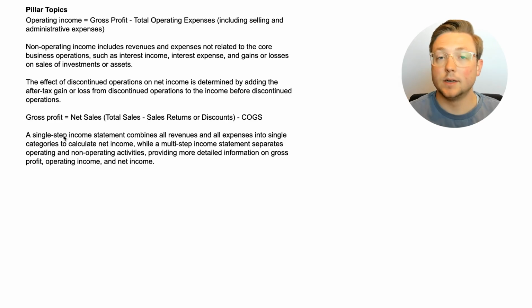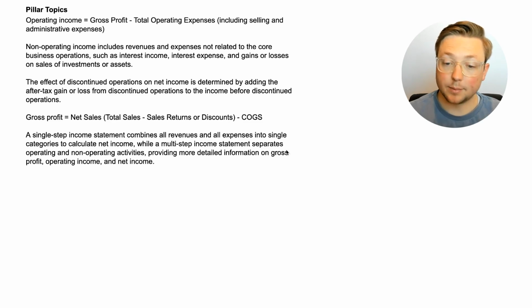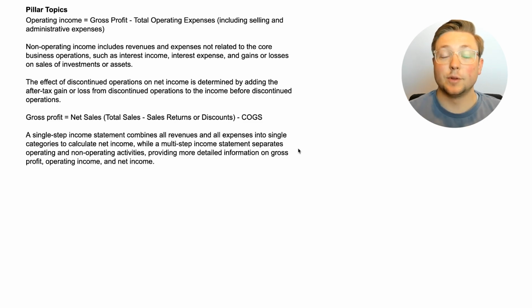And then finally, we didn't really talk too much about this because you're mostly going to be focusing on a multi-step income statement, but just in case, remember that a single-step income statement combines all revenues and all expenses into single categories to calculate net income, while a multi-step income statement, which we've been talking about, separates operating and non-operating activities and considers discontinued operations, providing more detailed information on gross profit, operating income, and net income. And with that, those are the pillar topics.